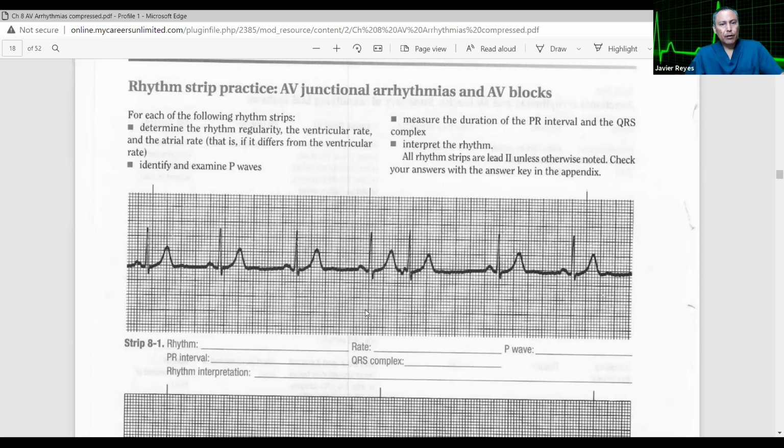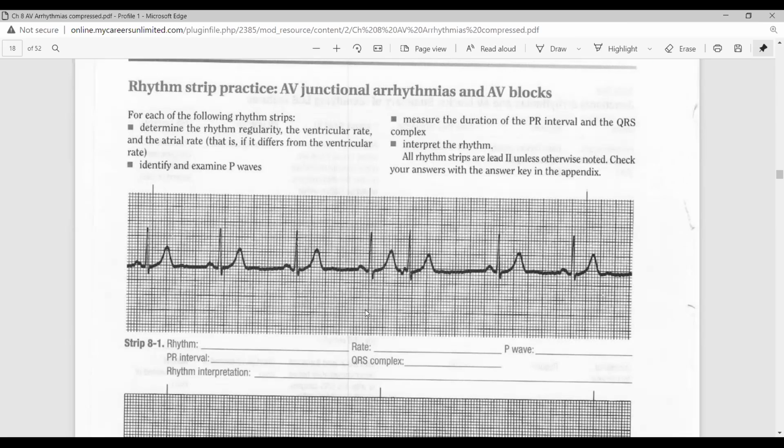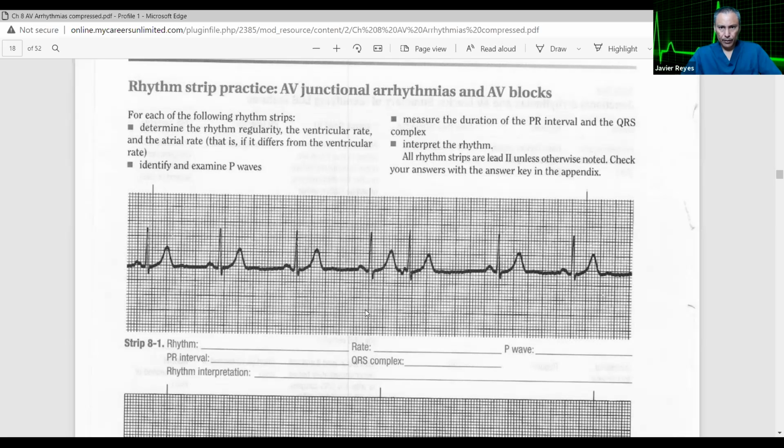Can you measure the PR intervals in this one? Yes. Okay, so you said it's a regular rhythm, right? You go at it, and there's something wrong with it. Where? Tell me where. At the fifth beat. What is wrong with that beat? There's an inverted P wave. Correct. Very good. And you continue, except for that one.